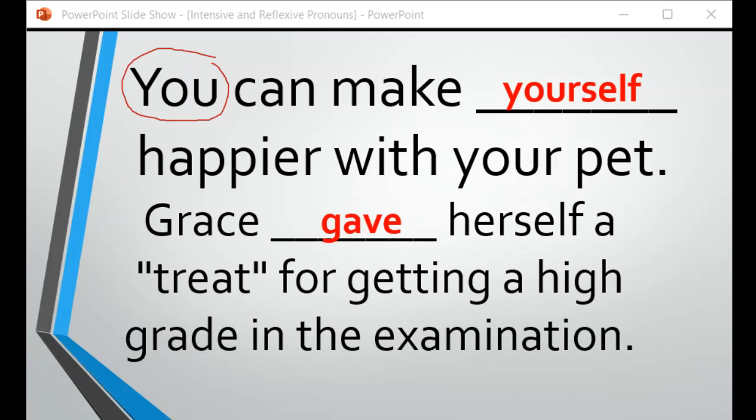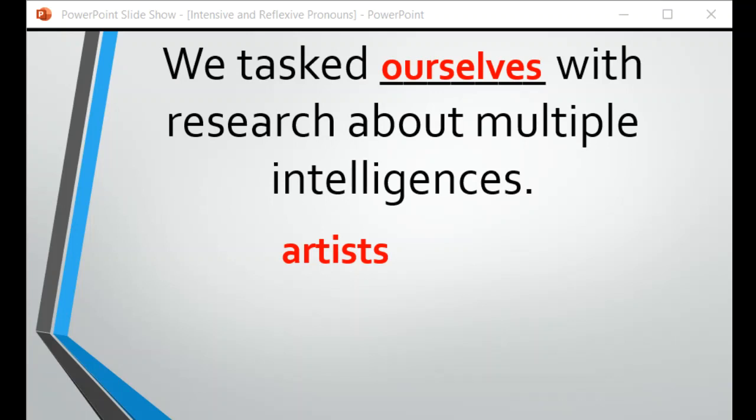Could you please repeat? Good job. What is your answer? That is right. You can use the word gave. Grace gave herself a treat for getting a high grade in the examination. How about this one? We tasked blank with research about multiple intelligences.